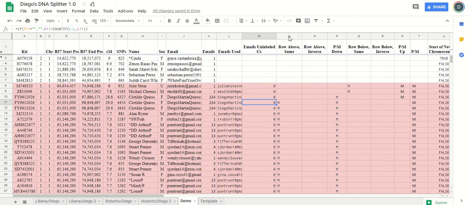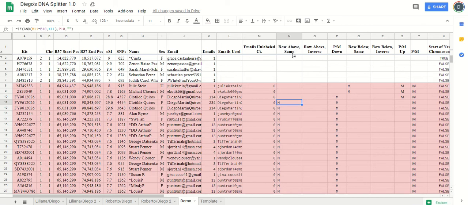Then for columns N and O, this is where the magic happens with propagating the value. So you can see here I set this cell P10 to M. It's not a formula, it's a value. And the way that it propagates down is through these rows here.